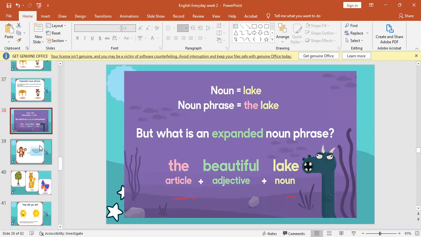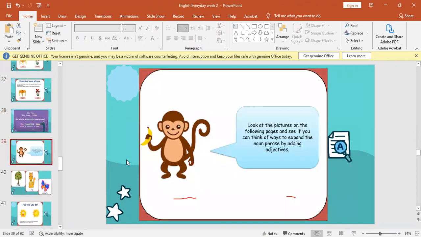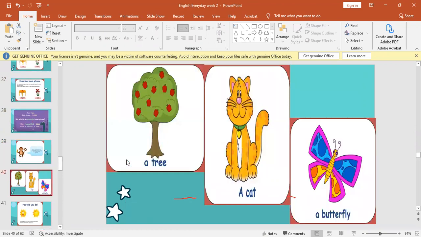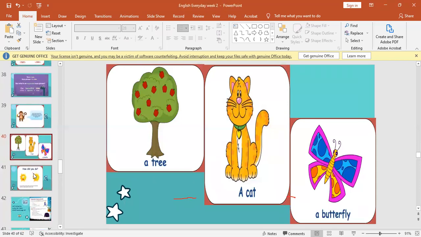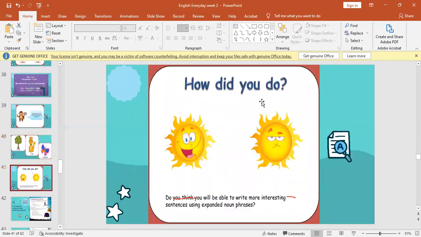So that being said, let's look at other pictures and see if we can expand them. So this is a noun phrase. Can you try to expand it? This also is a noun phrase. Try to expand it. This also is a noun phrase. Can we try to expand it? For example, I can say here, a colorful butterfly. So try to expand these to other noun phrases. Now, how did you do?